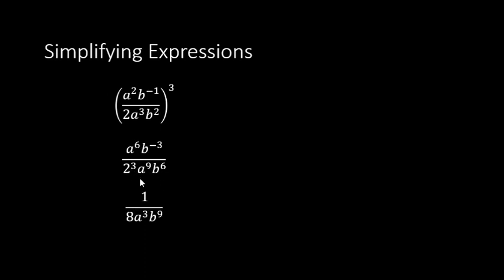We're dividing, one's on top and one's on the bottom, so 6 minus 9 is -3, which makes a cubed on the bottom. And then -3 minus 6 is -9, so b to the 9th goes on the bottom. Now here I distributed the power first and then simplified. We can do this problem by simplifying the inside first.